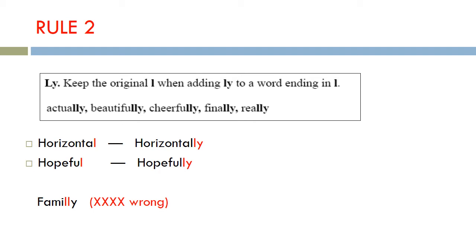Horizontal, horizontally, hopeful, hopefully. But notice the word family. Many students write the word family with double L. There is no reason to write the word family with double L. It's just one L.